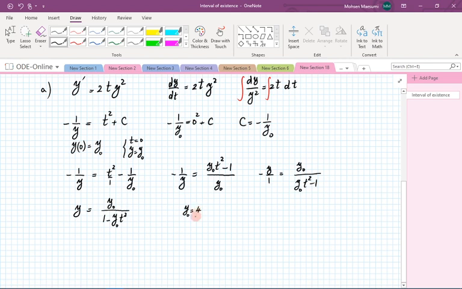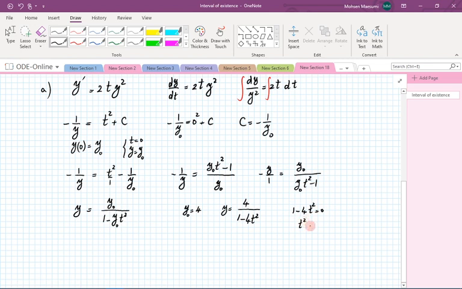So suppose, say, y0 is 4. Then our solution would have been 4 over 1 minus 4t squared. Now you definitely remember from pre-calculus that this function has a specific domain, and it's one of the pieces of that domain that's going to be our domain of existence. What's the issue with this? Well, of course, when 1 minus 4t squared becomes 0, you will be dividing by 0, you get infinity.